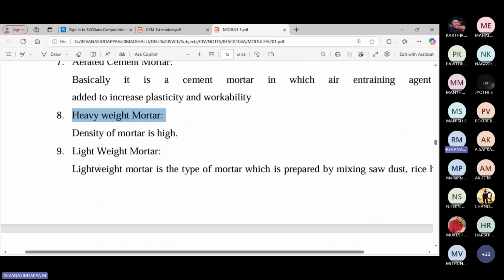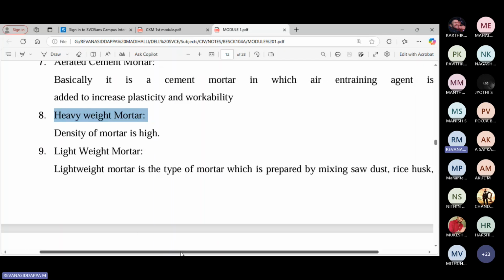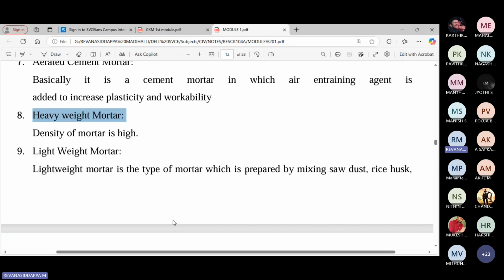Then the next type, lightweight mortar. Lightweight mortar means the weight or density of the mortar is less. These lightweight mortars are used to reduce the self weight of the structure. If you want to construct a building with less weight, then we will go for this lightweight mortar.